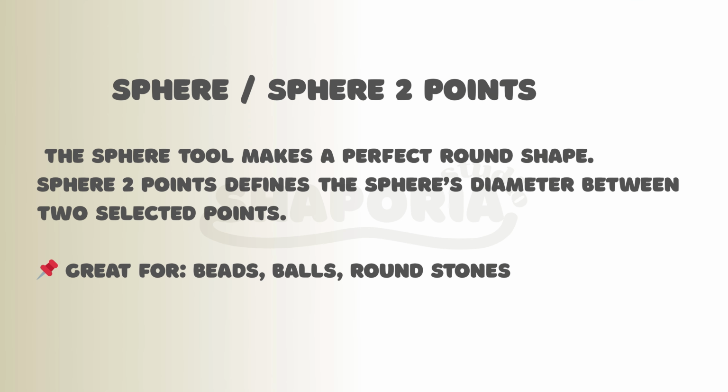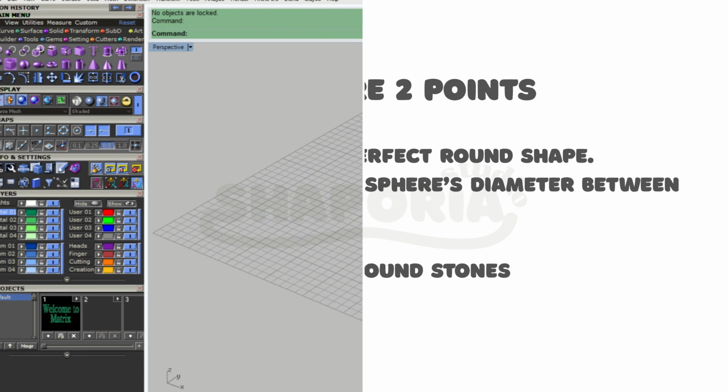The sphere tool makes a perfect round shape. Sphere to points defines the sphere's diameter between two selected points. Great for beads, balls, round stones.